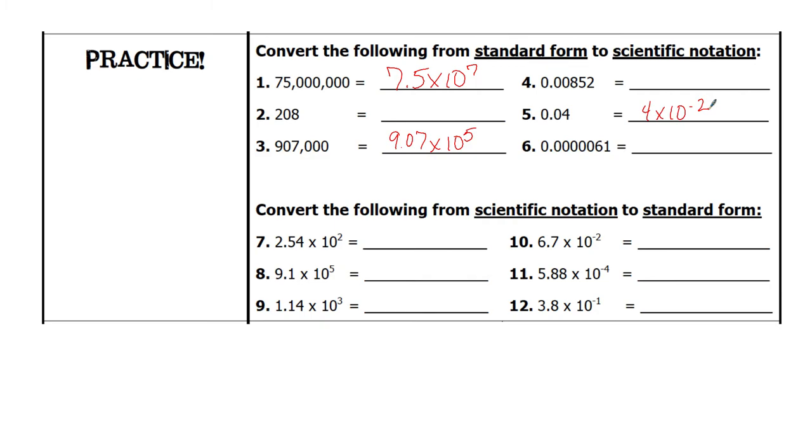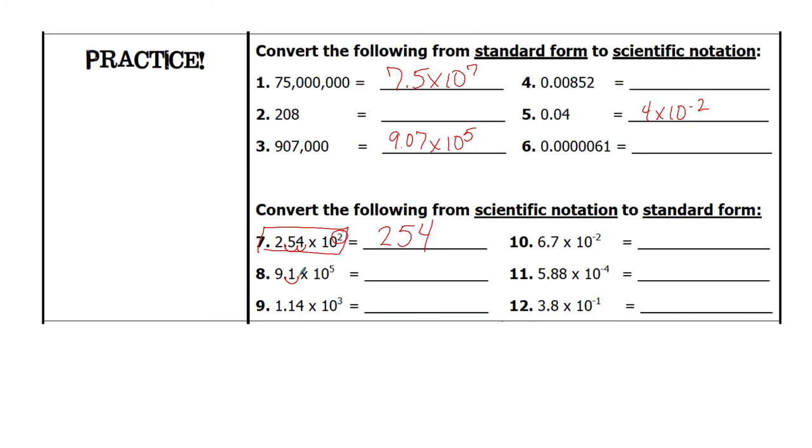Now let's go ahead and go the other direction. Let's convert from scientific notation back to standard form. So we look down here. We're going to take a look at this first one. We're going to go the same way. I've already got my numbers. Now I want to move my decimal point 2 to the right because it's a positive 2. 1, 2. So now the standard form of this number is 254. Let's take a look at number 8.